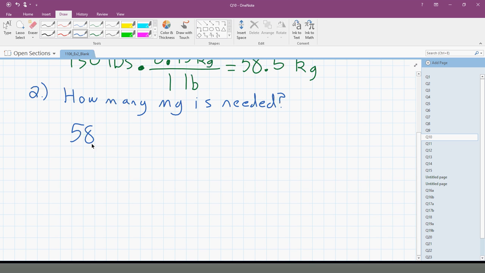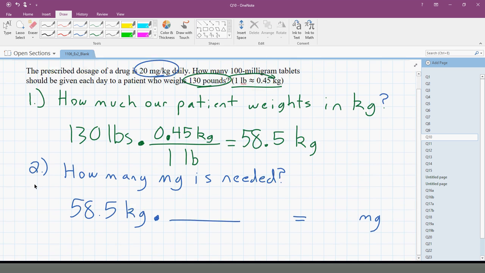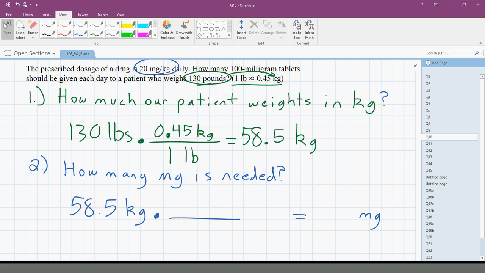We need to take 58.5 kilograms and we need to convert it into milligrams. We need to know how many milligrams does this patient need. So what are we going to multiply by? What's our conversion? Who's going on top? Who's going on bottom? Kilograms will go on the bottom. Good. And the 20 milligrams go above. There you go. Good job.